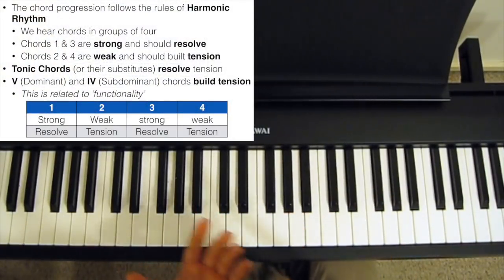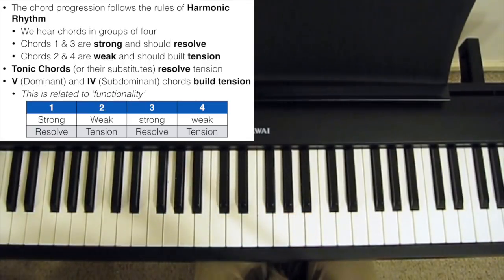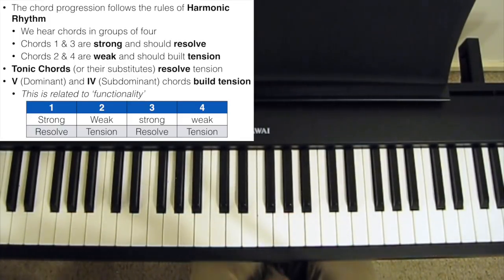And finally, the chord progression follows the rules of harmonic rhythm. Now, I have a separate video on harmonic rhythm, but the important point here is that we hear chords in groups of 4. So it's not a coincidence that a pop song has 4 chords.